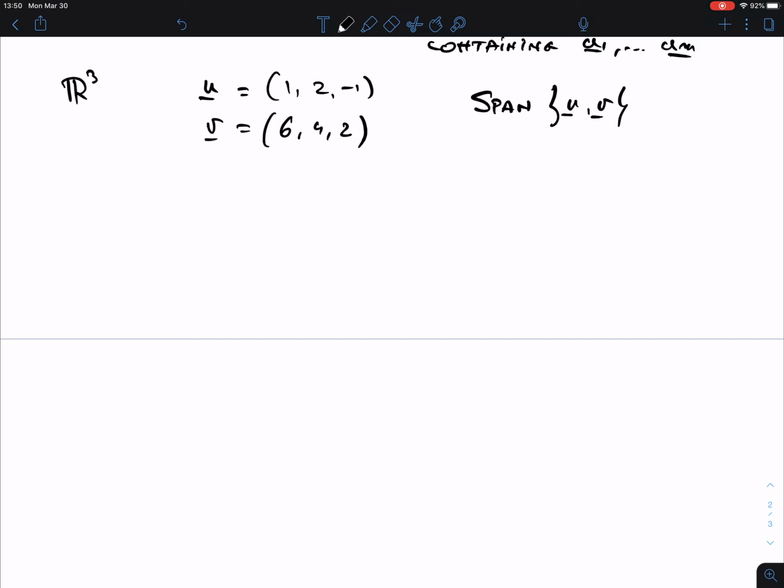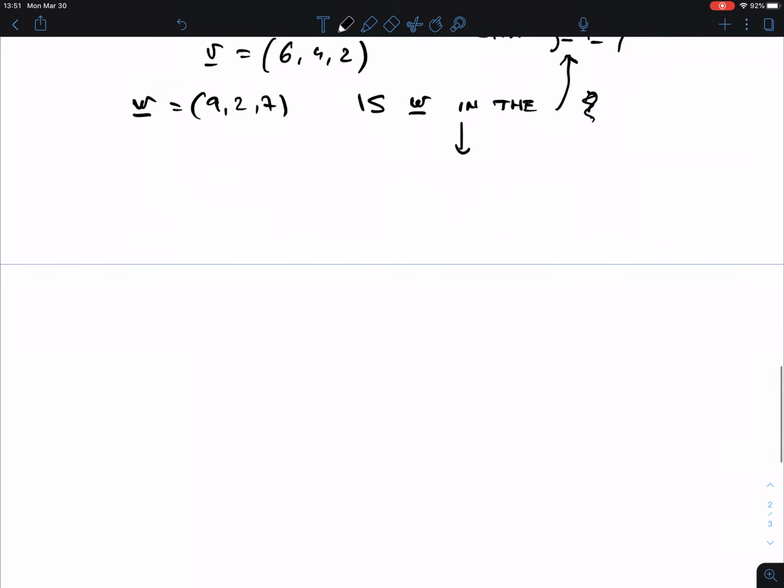Now, to answer this, as I said, we're going to answer later, but let me just answer the following question. Let's take a third vector, w equals (9, 2, 7). The question is, is w in the span of the other two? Can I at least show what it means for w to be in the span? It means that w is a linear combination, a times u plus b times v.